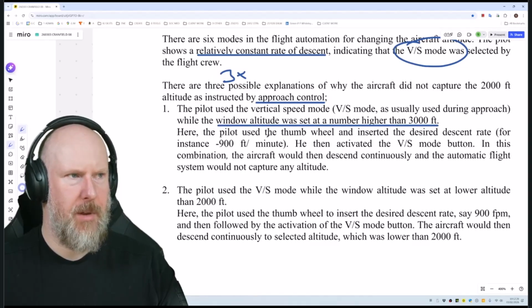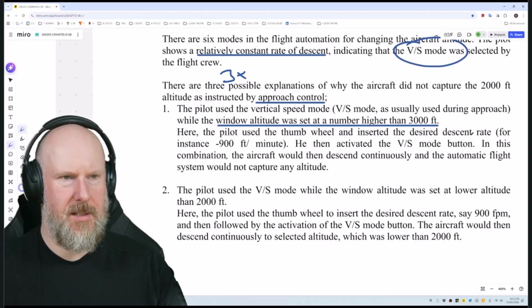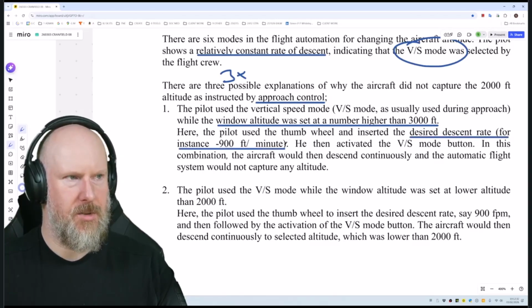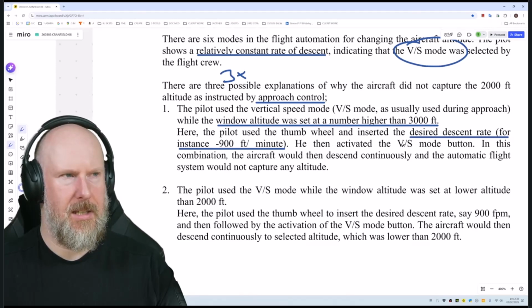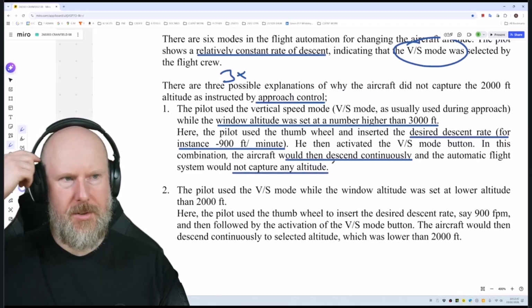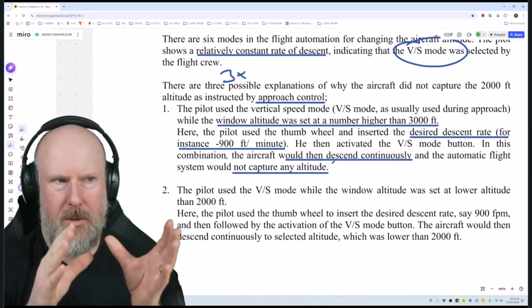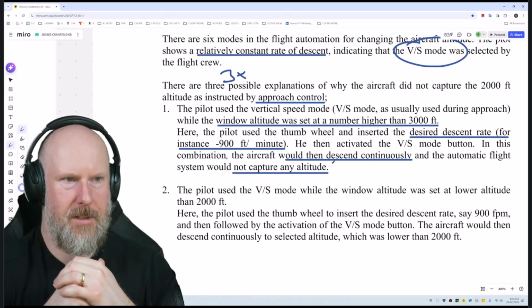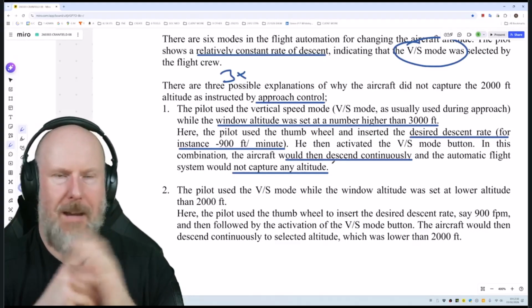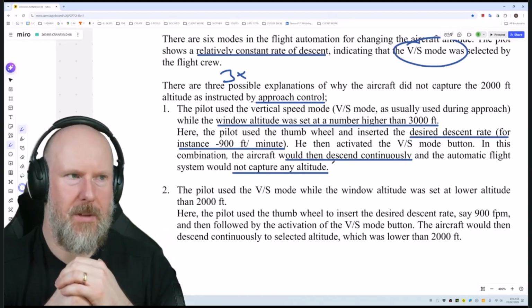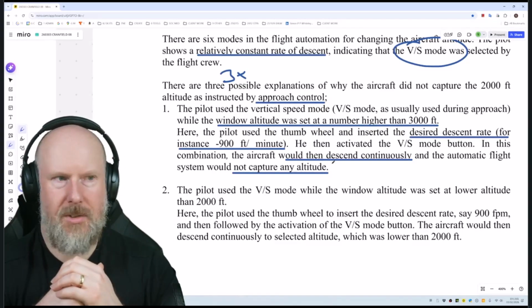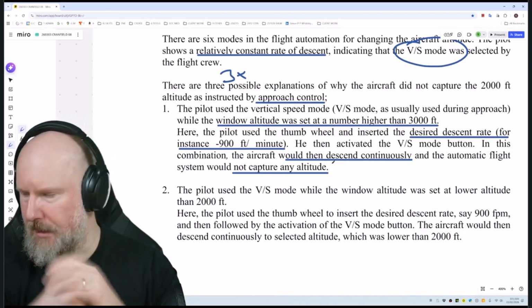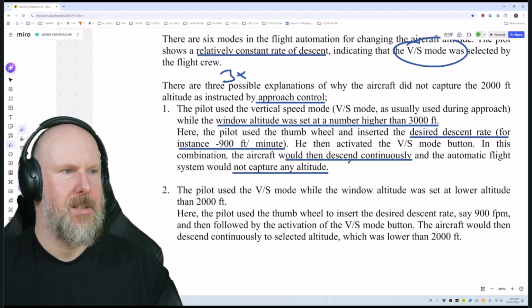Okay. Here the pilot used the thumb wheel and inserted the desired descent rate, for instance 900 feet per minute. He then activated the vertical speed mode button. In this combination, the aircraft would then descend continuously and the automatic flight system would not capture any altitude. Okay, so if we're thinking about the auto flight control, the automatic flight system, that particular mode, that particular control algorithm, is about the descent rate. It's not smart enough to deal with the altitude unless it's programmed to do that, which is what this is describing.